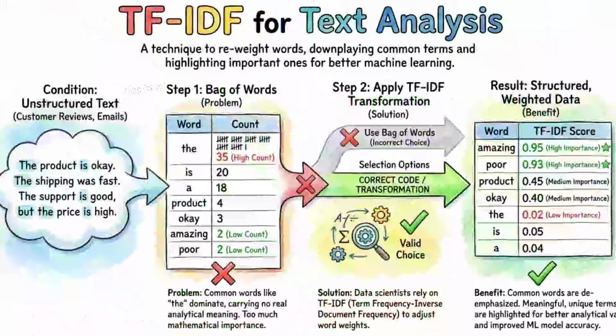Handling large blocks of natural text, like customer reviews or long support emails, requires a special type of feature engineering known as bag of words. This fundamental technique takes a long paragraph and simply counts how many times each individual word appears, turning the unstructured text into a massive table of structured numbers. While this is a decent starting point, it unfortunately gives far too much mathematical importance to common words like the word "the", which appear constantly but carry absolutely no real analytical meaning. To quickly fix this common problem, data scientists rely on a highly tested mathematical transformation called TF-IDF.